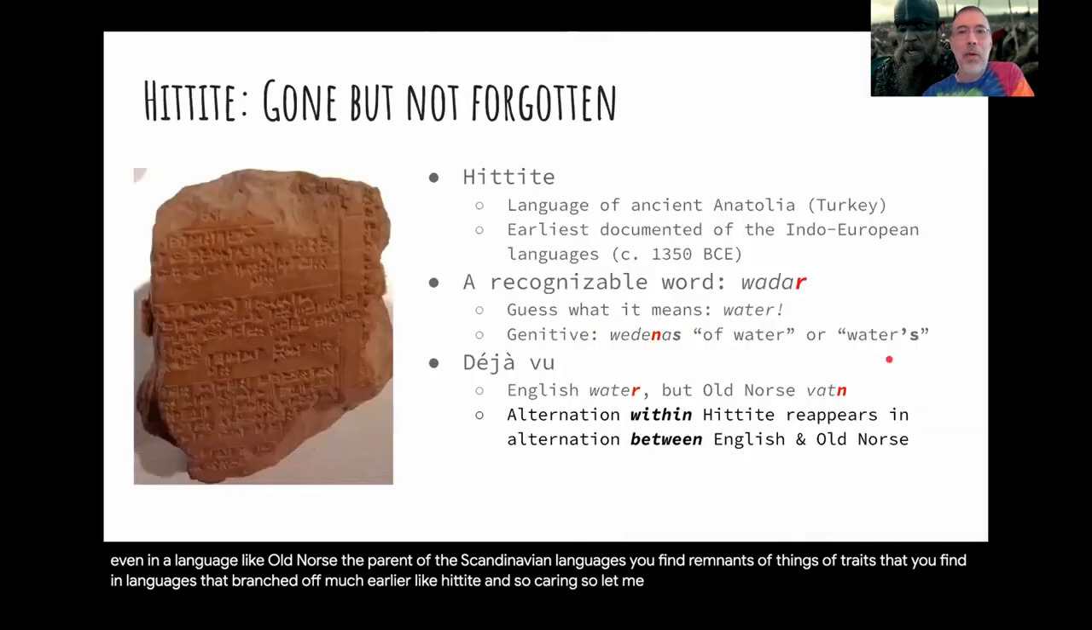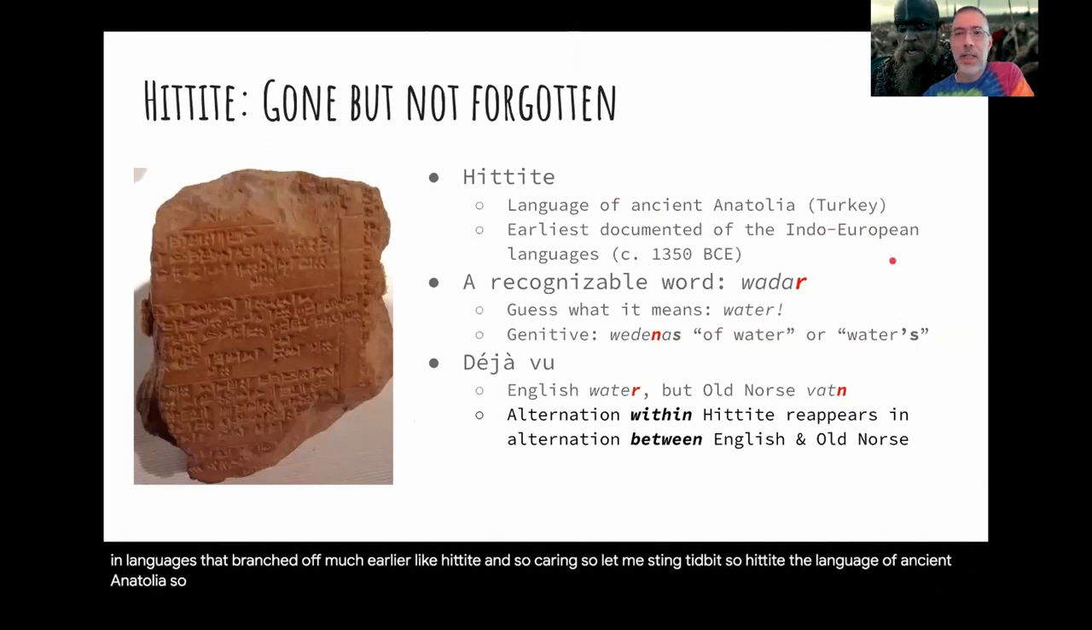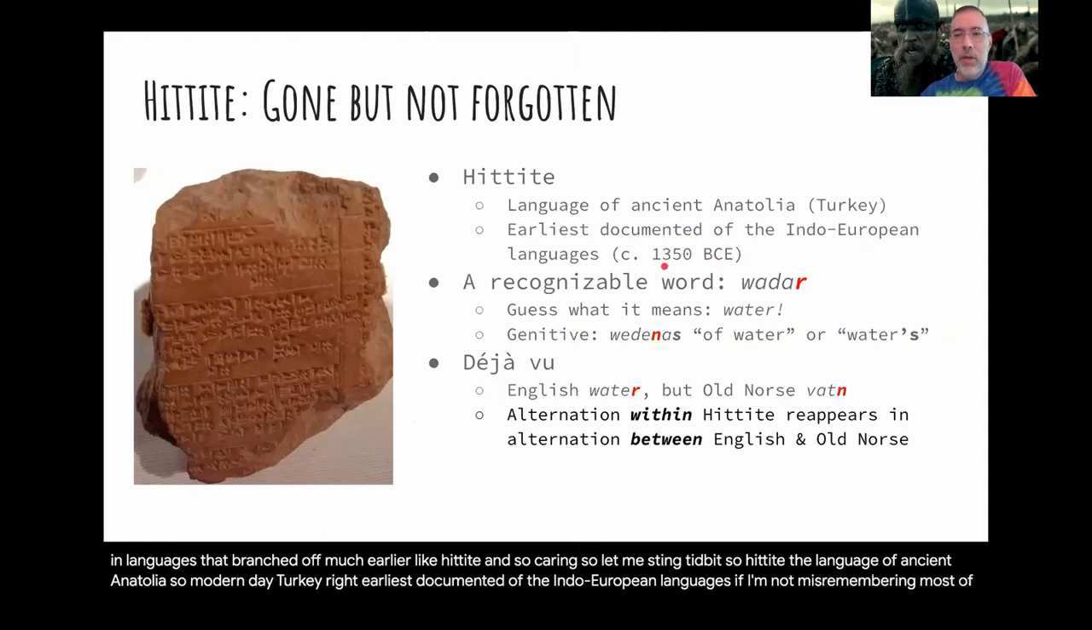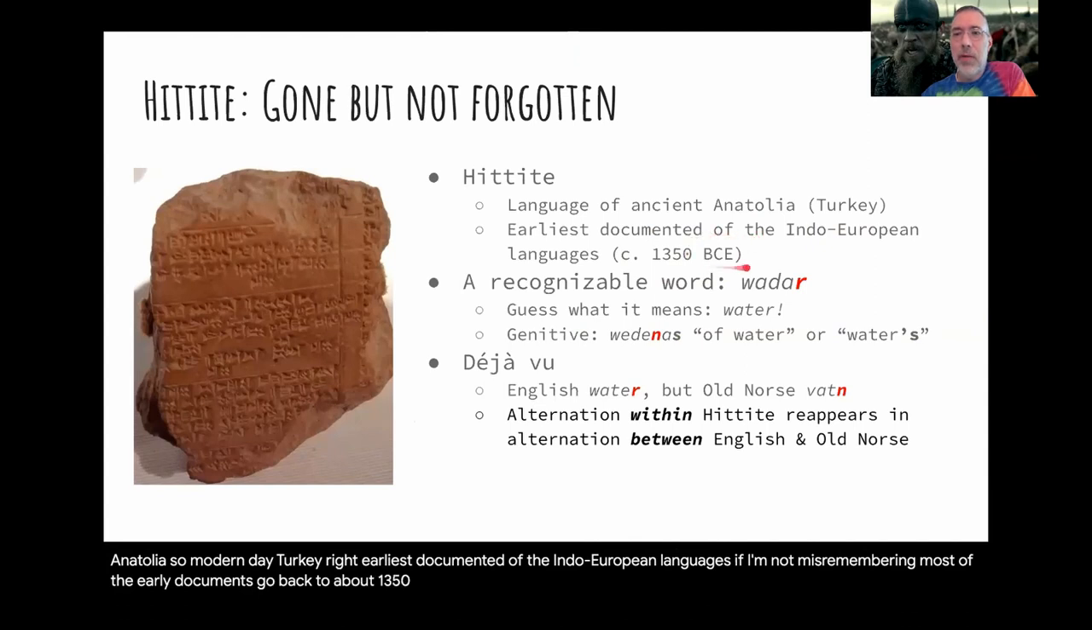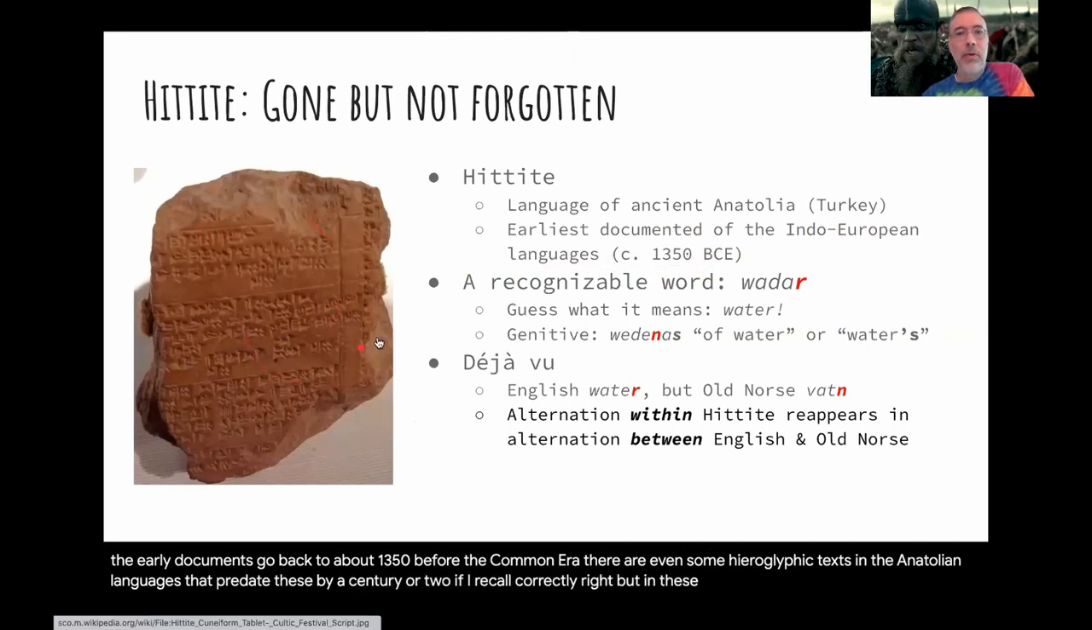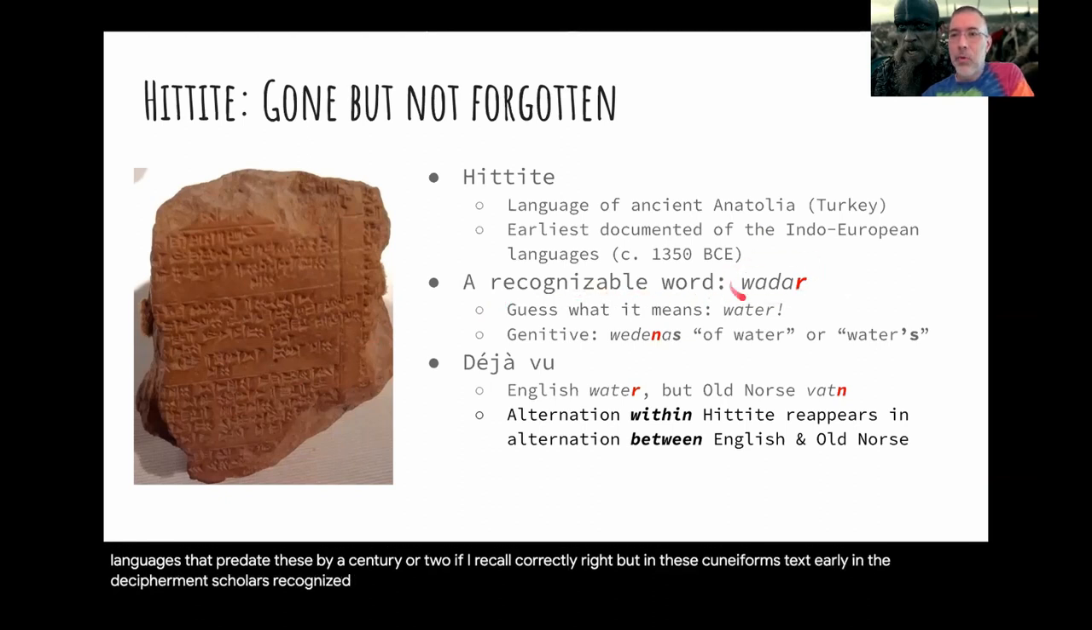So let me just point out these two interesting tidbits. So Hittite, the language of ancient Anatolia, so modern day Turkey, right? The earliest documented of the Indo-European languages, if I'm not misremembering. Most of the early documents go back to about 1350 before the Common Era. There are even some hieroglyphic texts in the Anatolian languages that predate these by a century or two, if I recall correctly, right? But in these cuneiform texts, early in the decipherment, scholars recognized this word wadar. You can imagine what that might mean from an Indo-European perspective. That means water, just like the English word.